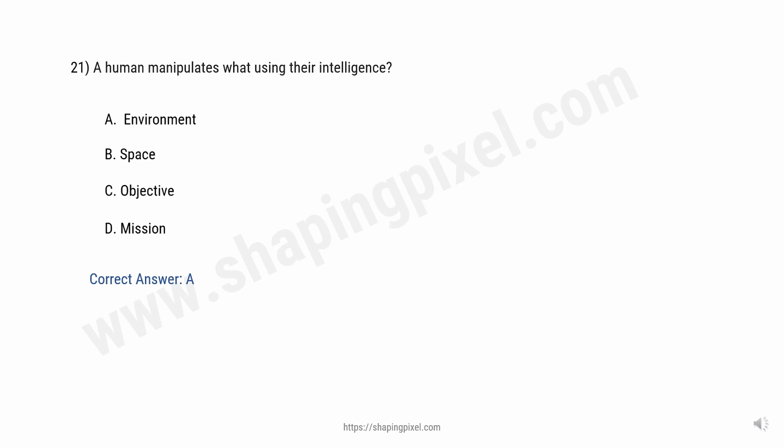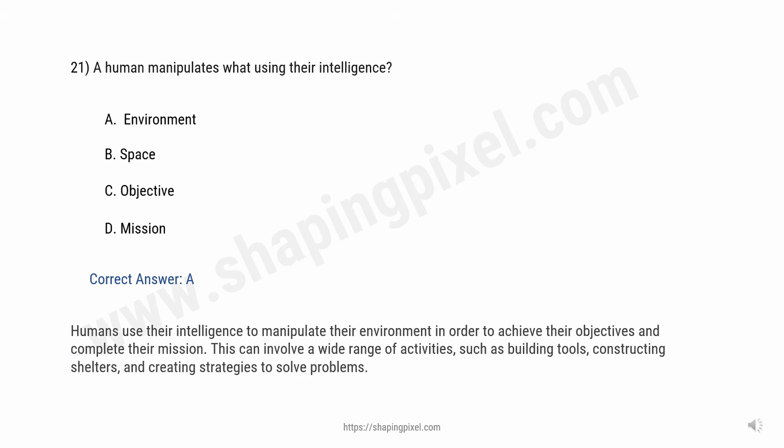And the correct answer is Option A. Environment. Humans use their intelligence to manipulate their environment in order to achieve their objectives and complete their mission. This can involve a wide range of activities such as building tools, constructing shelters, and creating strategies to solve problems.